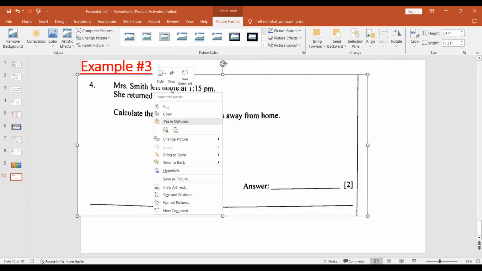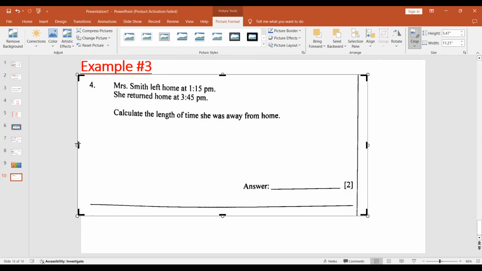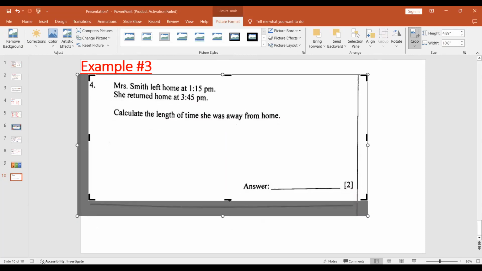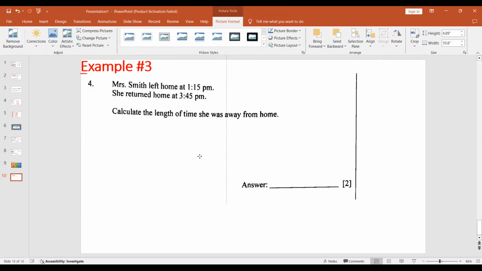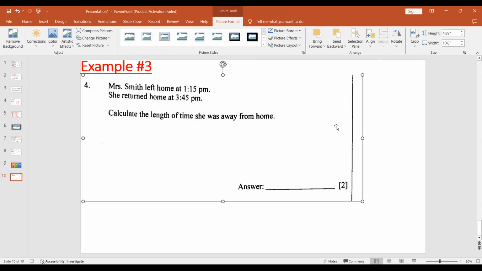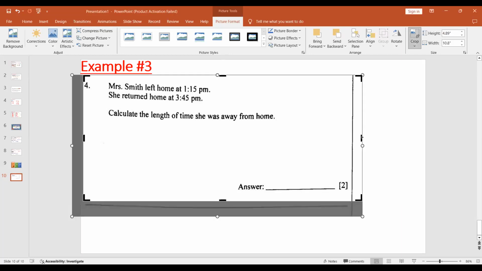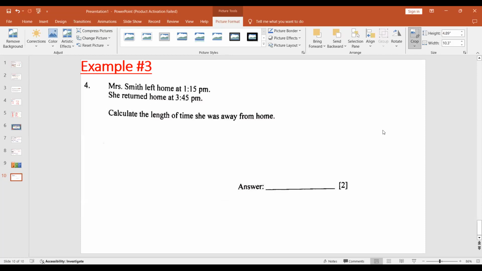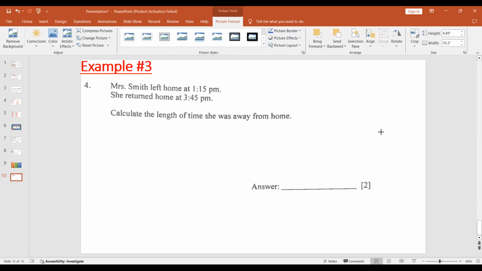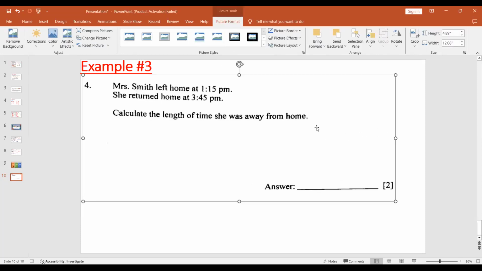What are we gonna subtract? 3:45 by 1:15. Okay, I need you to subtract those two and then put your answer inside the chat for me. Let me see how you got this. So remember, he left home at 1:15. Then he returned home at 3:45 p.m. Calculate the length of time he was away from home. So actually do it and then put your answer inside the chat and let me see how you got your answer. I need everyone to do that, please.